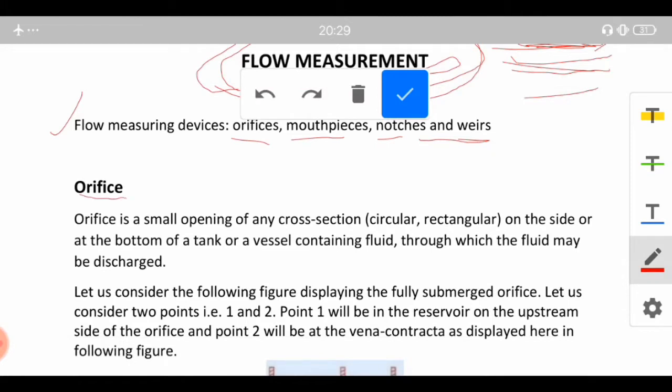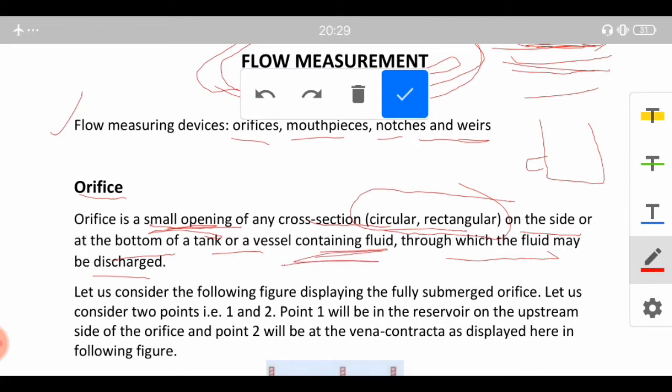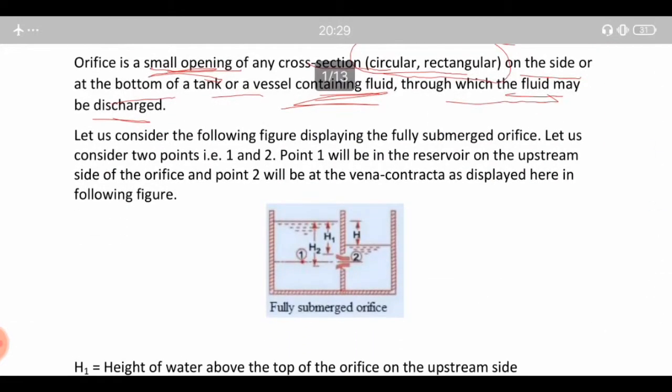An orifice is a small opening of any cross section, circular or rectangular, on the side or at the bottom of a tank containing fluid through which the fluid may be discharged. So orifice is just a small opening of any cross section which may be circular or rectangular, and it is kept at the side or bottom of a tank or a vessel containing fluid through which the fluid may be discharged.